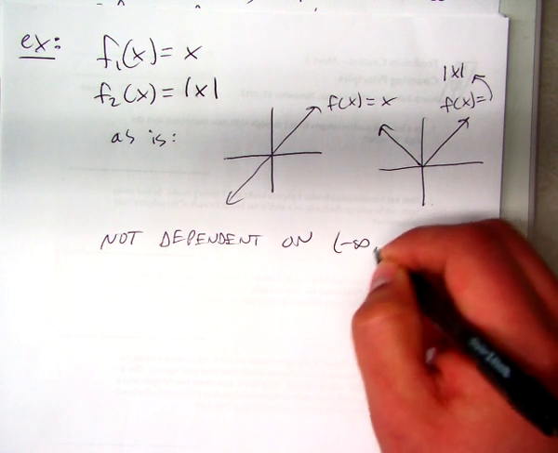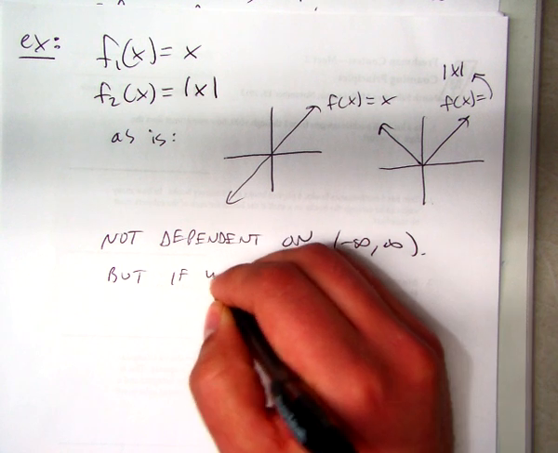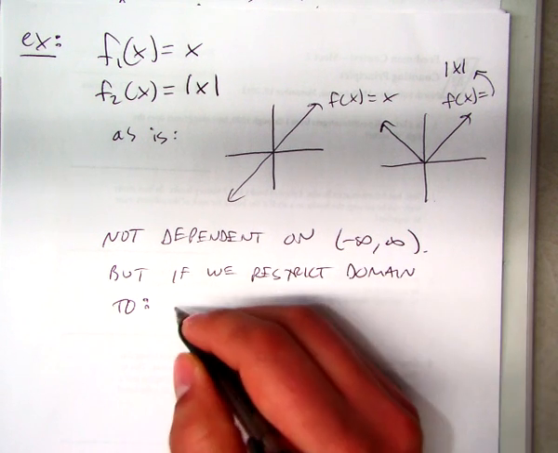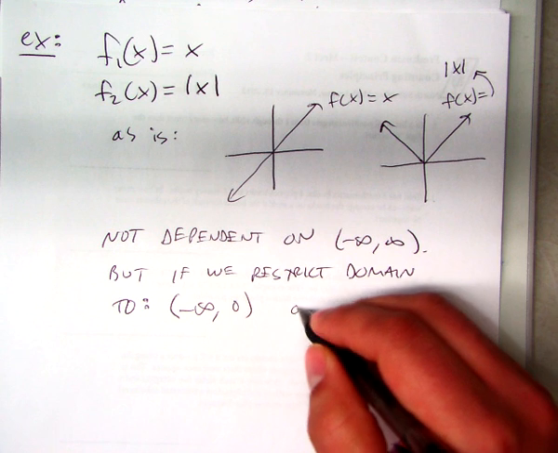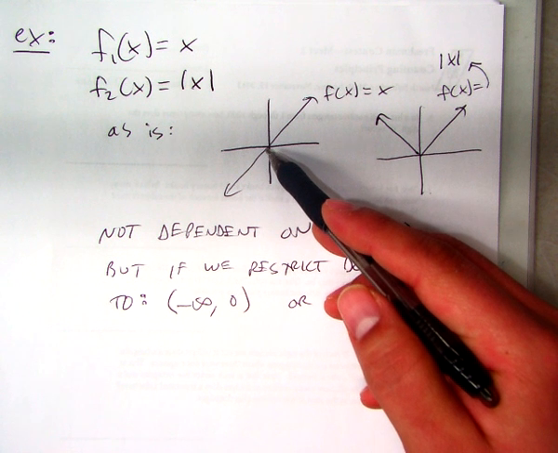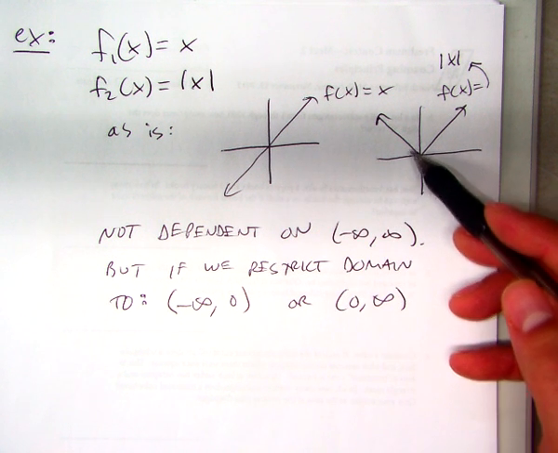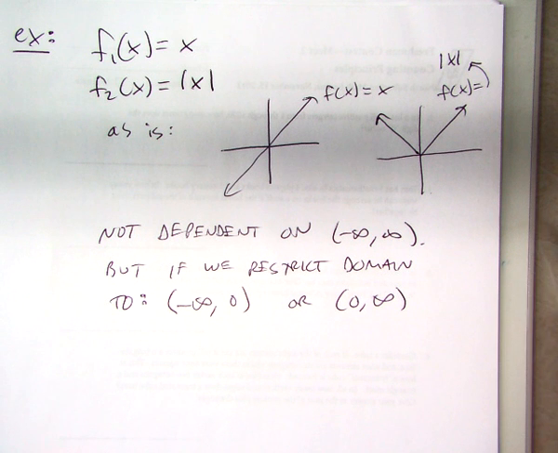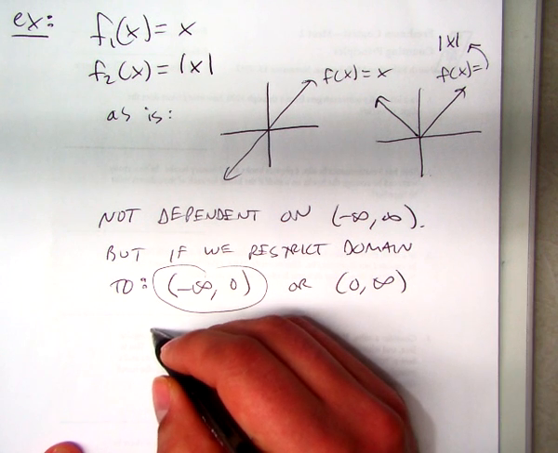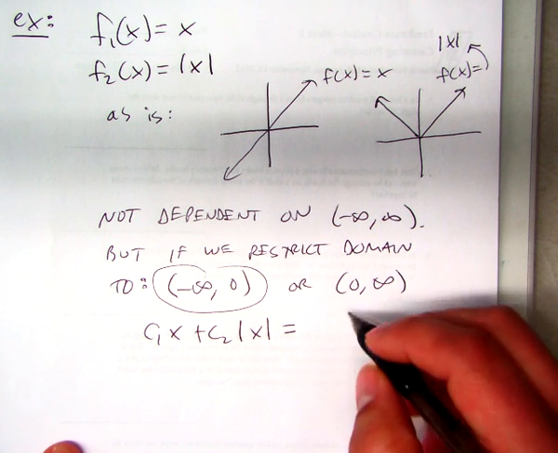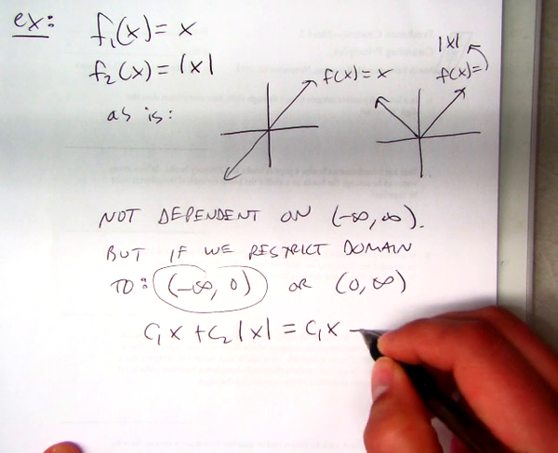But, yes, if you restrict the domain, so not on negative infinity to infinity, but if we restrict the domain to what? Or, yep. So if we restricted the domain from negative infinity to 0, then now f of x equals x and f of x equals absolute value of x are just opposites of one another, right? And then from 0 to infinity, it's the exact same function. So, I don't know, if we pick this one, we have c1x plus c2 absolute value of x, which equals c1x minus c2x.